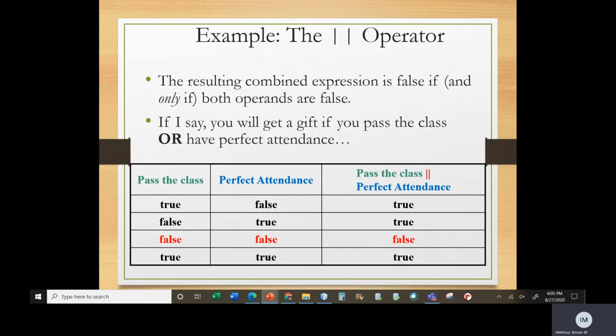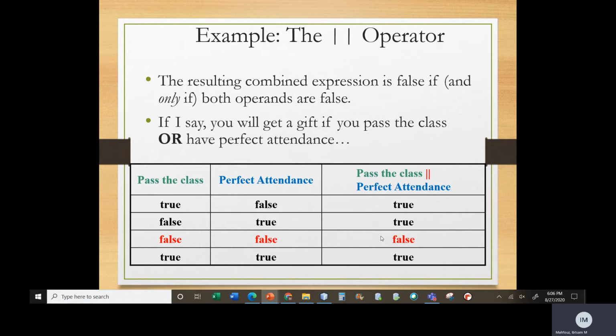The or is a little different. Here, for example, if I say you're going to get a gift if you pass the class or you have perfect attendance, then if someone passes the class but never shows up, yes, they'll get that gift. If they don't pass the class but they did have perfect attendance, they'll get a gift for at least attending. If they passed the class and had perfect attendance, definitely they'll get a gift. The only way this expression will evaluate to false is if both parts are false. This person didn't pass the class and didn't have perfect attendance, so they don't deserve a gift.